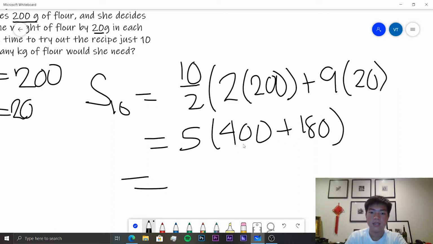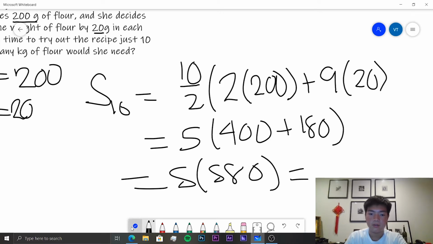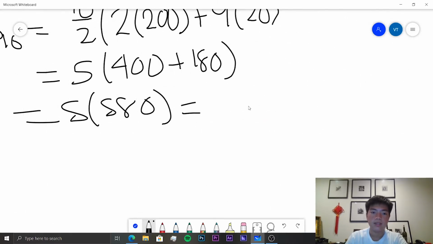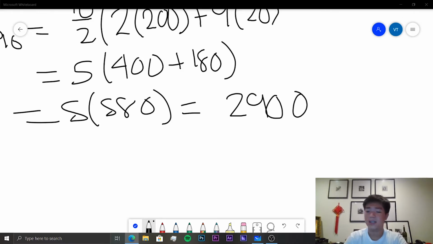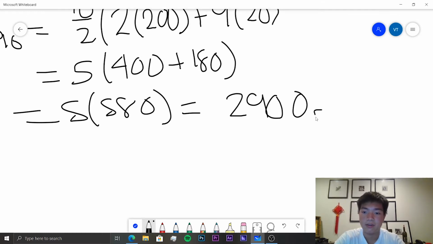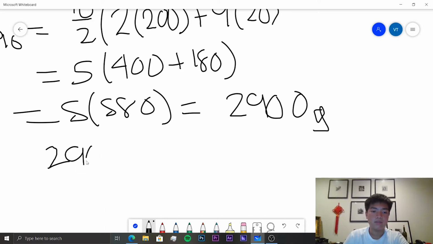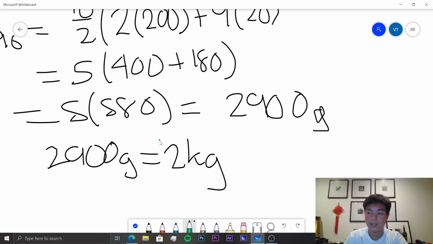Otherwise, this is 580, so it will be 5 times 580, which is equal to, some back of the envelope math, 2,900. Yeah, 2,900, if I'm not mistaken. Let me just check that. 58 times 5, yeah, it should be 2,900. And so this is in grams, and of course, we need to convert to kilograms. So 2,900 grams is equal to 2.9 kilograms. So this is our final answer.